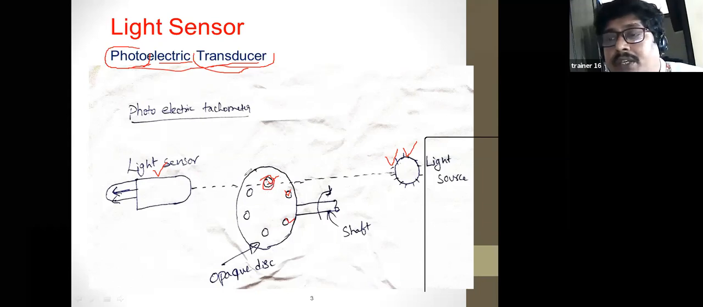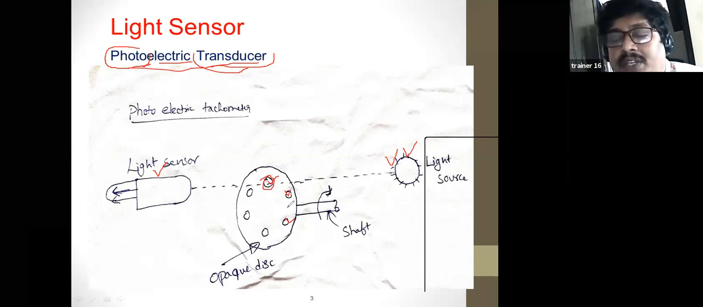So when it receives, what happens here? It counts how many times it receives. That depends upon the holes on the opaque disc. The number of holes on the opaque disc is constant. Remember this point.